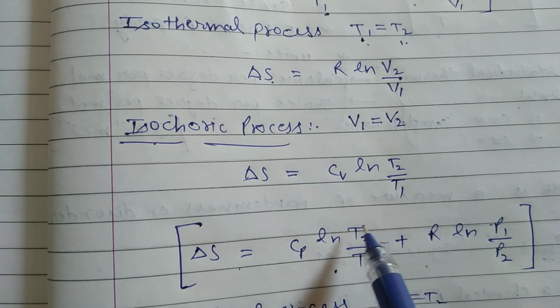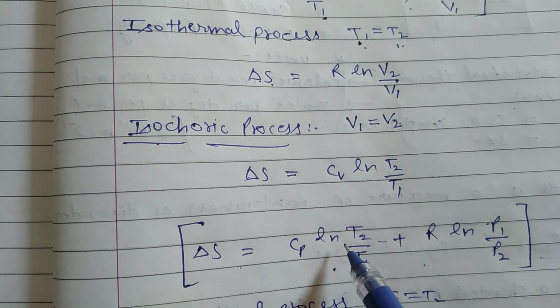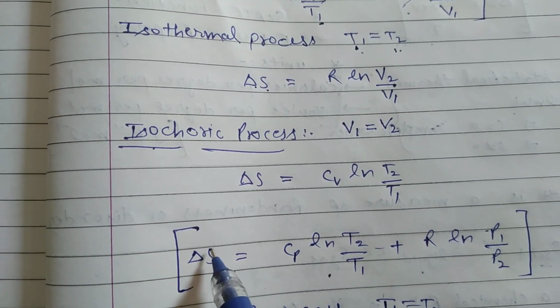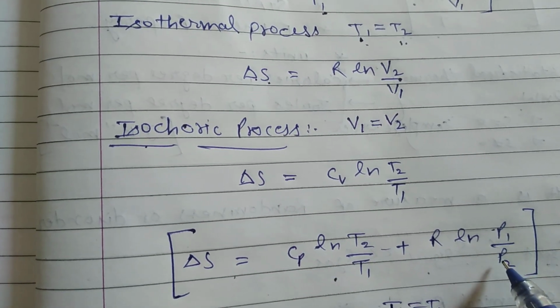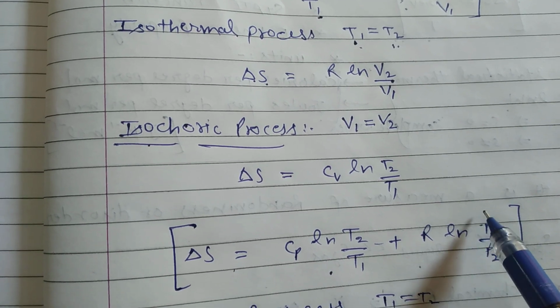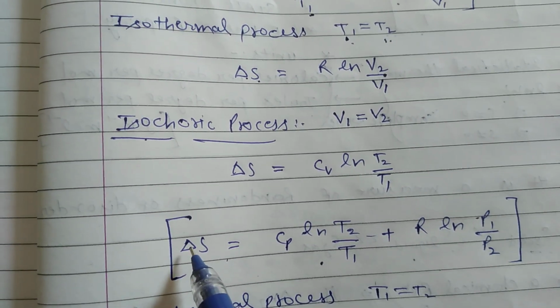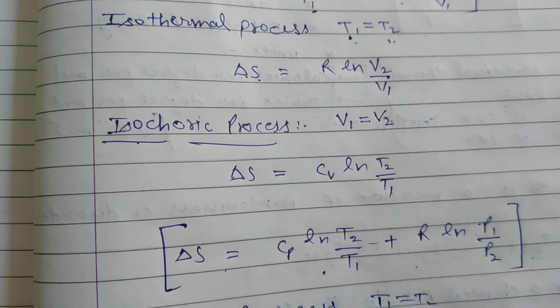Similarly, we can make further modifications for the change in entropy when we are changing the pressure and temperature. First we can keep temperature constant, meaning for isothermal the value of delta S will be equal to R ln P1 by P2, and for an isobaric process the pressure will be constant, and the value of delta S will become Cp ln T2 by T1.